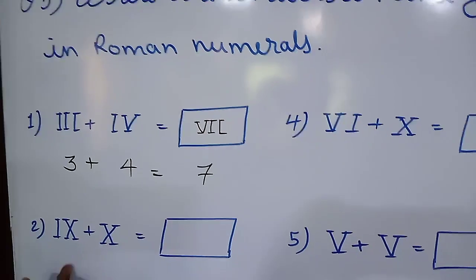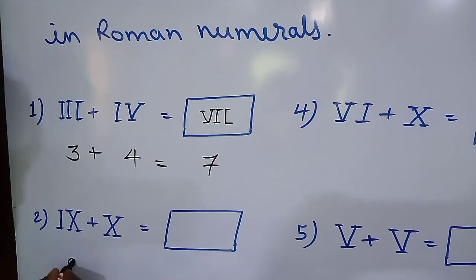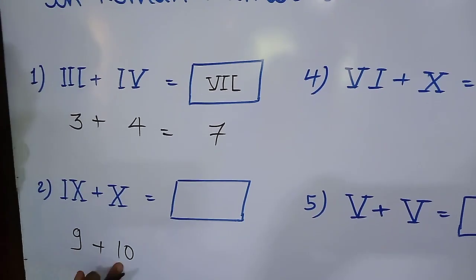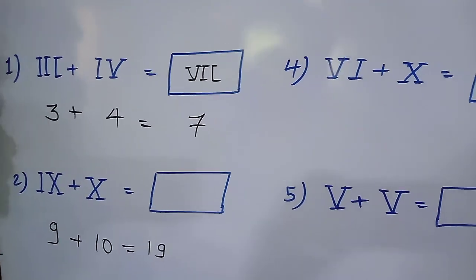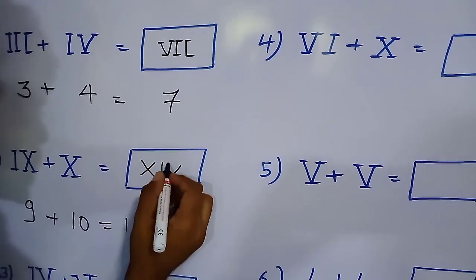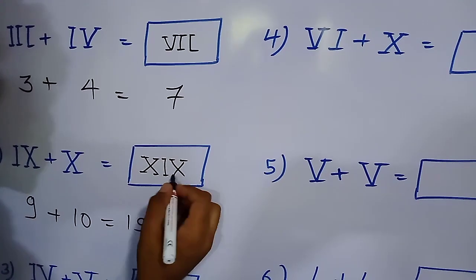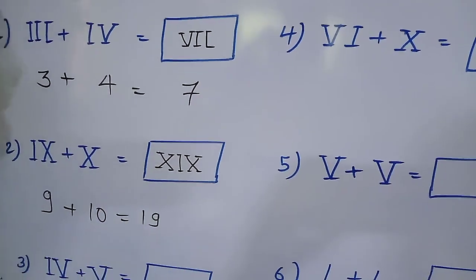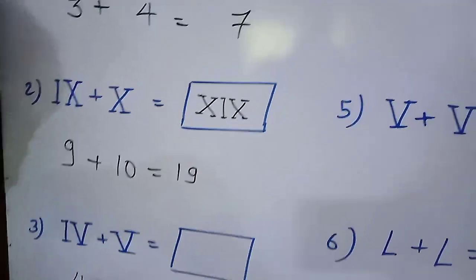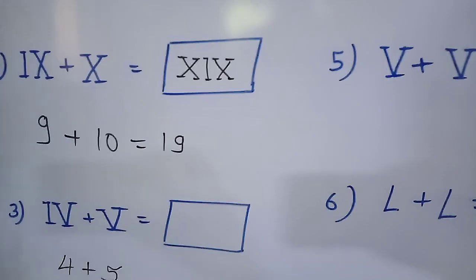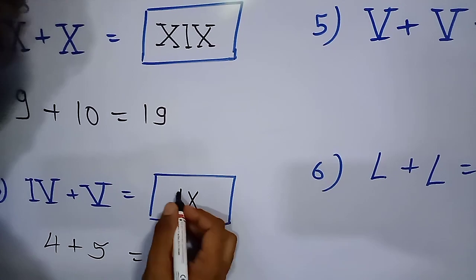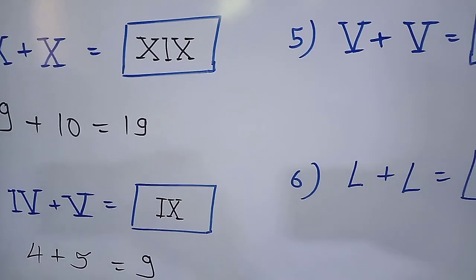The second one is given IX, that is 9, plus X, which represents 10. 9 plus 10 becomes 19. How are you going to write 19 in Roman numerals? XIX. We already learned how to convert international numerals into Roman numerals. The next one is IV, that is 4, plus V, which is nothing else but 5. 4 plus 5 becomes 9. For 9, IX in Roman numerals.